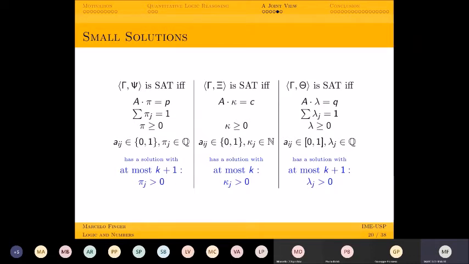On the other hand, these problems are all NP hard. Why? Because if I give all the probabilities one, here I just have such a problem. I want to verify the satisfiability of a set of formulas, all formulas.